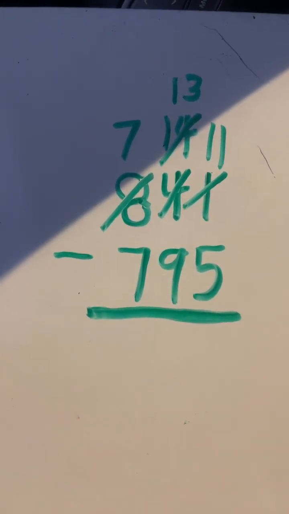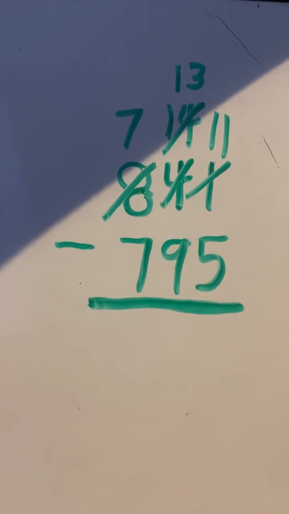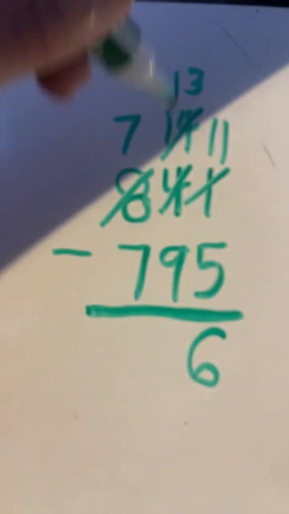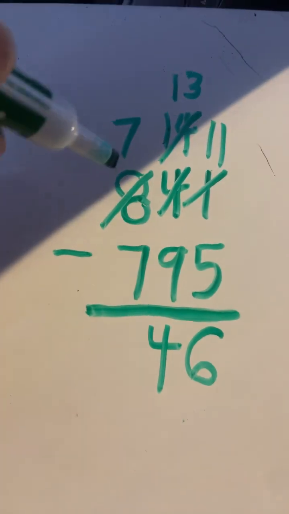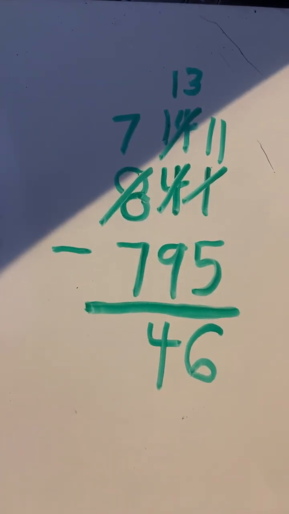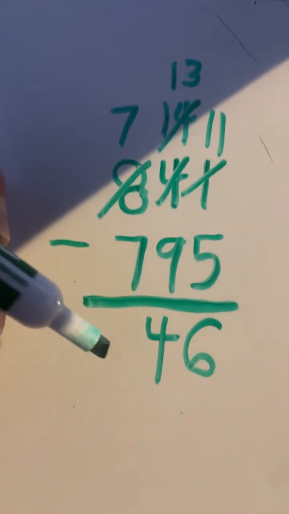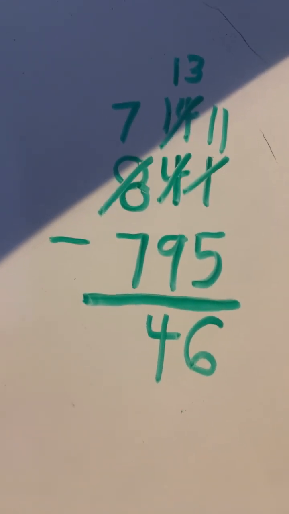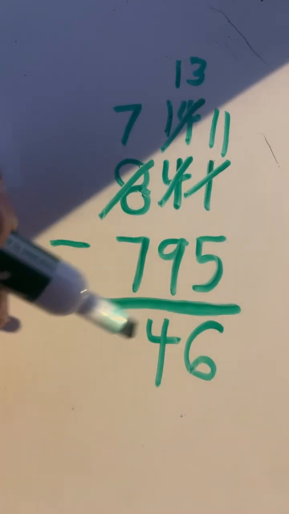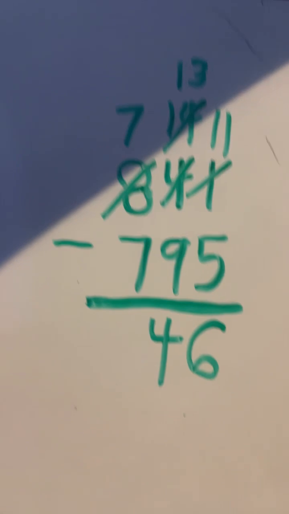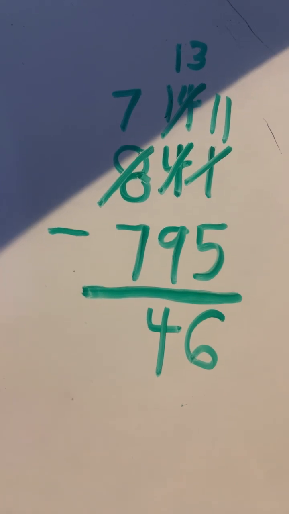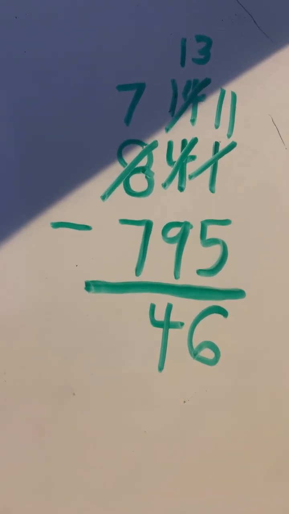And now we are ready to subtract. So 11 minus 5 equals 6. 13 minus 9 equals 4. And 7 minus 7 equals 0. We could put a 0 in the hundreds place, but it's not necessary. If there's a 0 in the place that's all the way to the left, then we can leave it blank. But we have our final answer, 841 minus 795 equals 46.